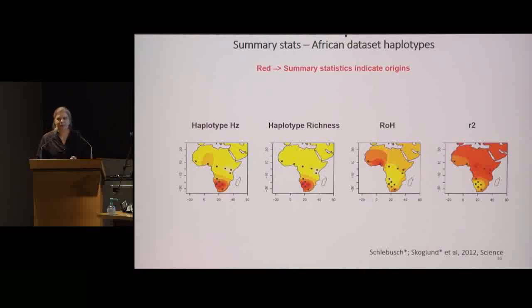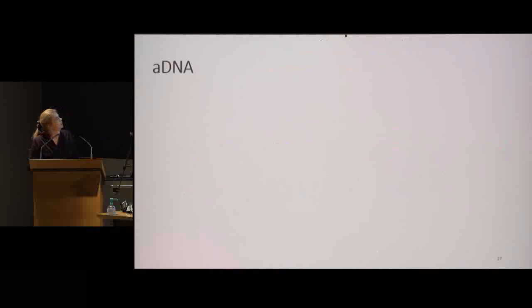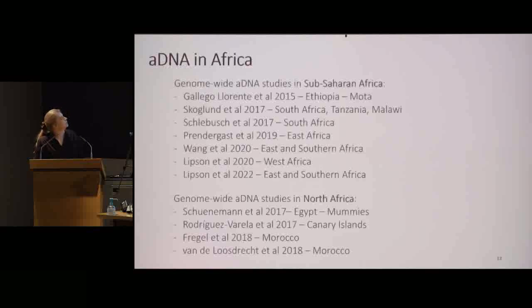So maybe it didn't work exactly like the serial founder model for the out of Africa migration. So now I'm going to move to some ancient DNA studies. Ancient DNA in Africa is not so old. The environment in Africa is not so conducive to DNA preservation. So initially, most of the ancient DNA studies were published for colder climates where DNA preservation is better.